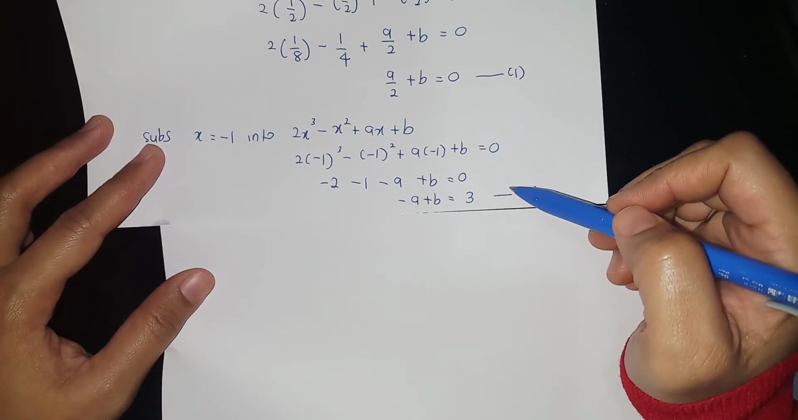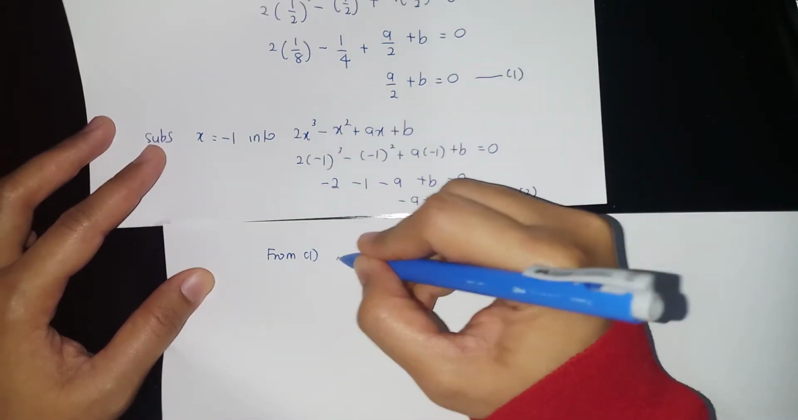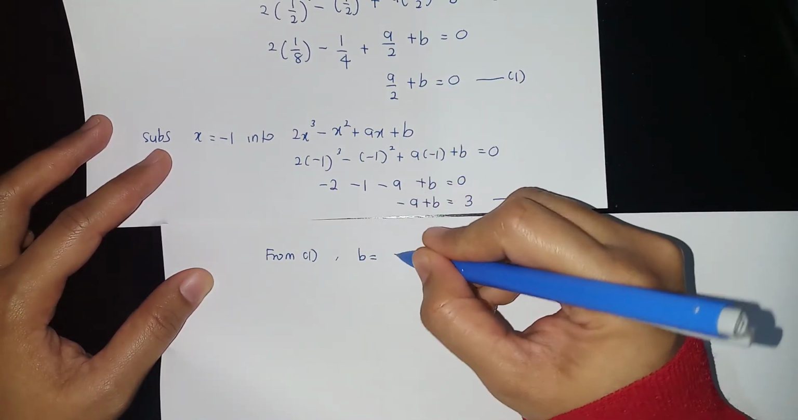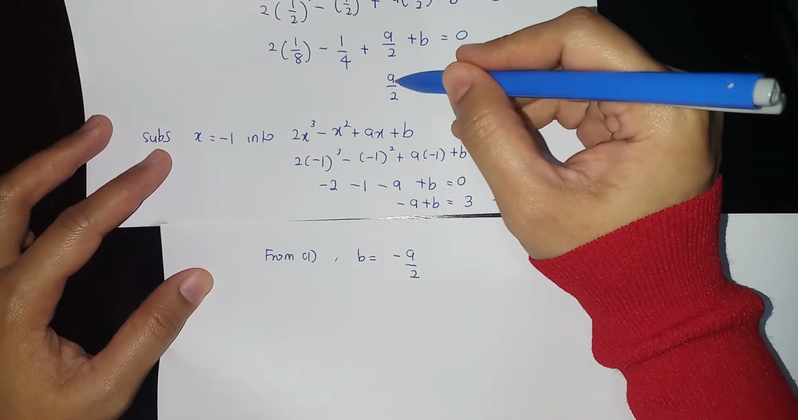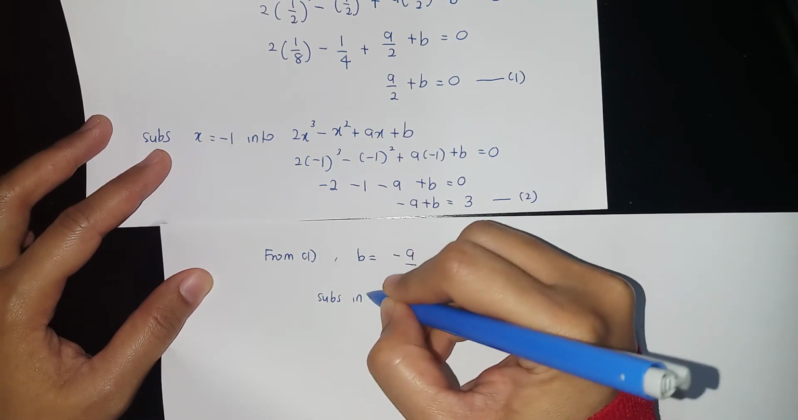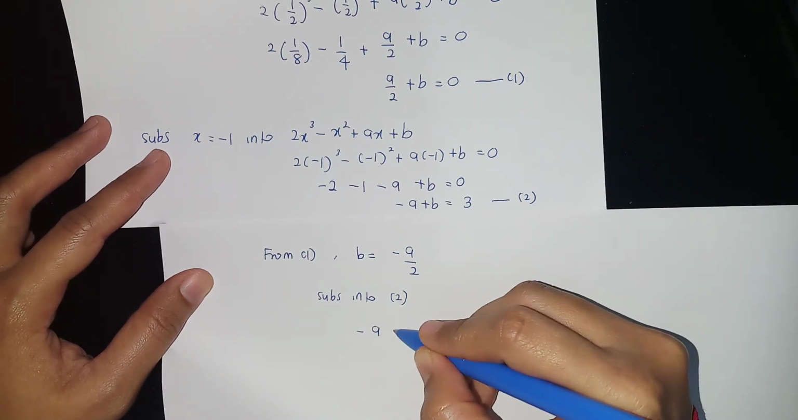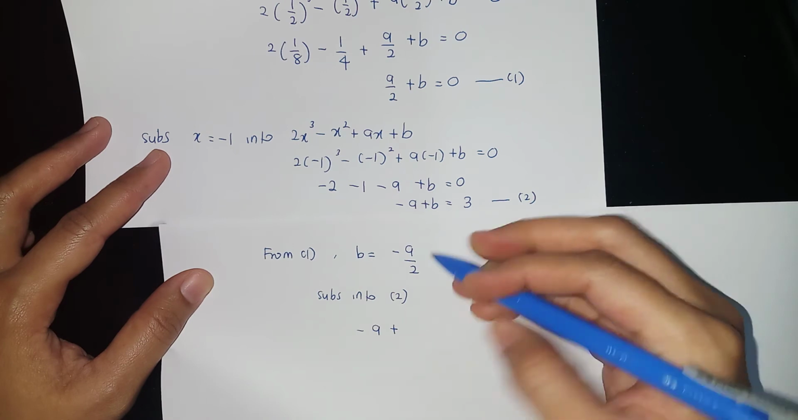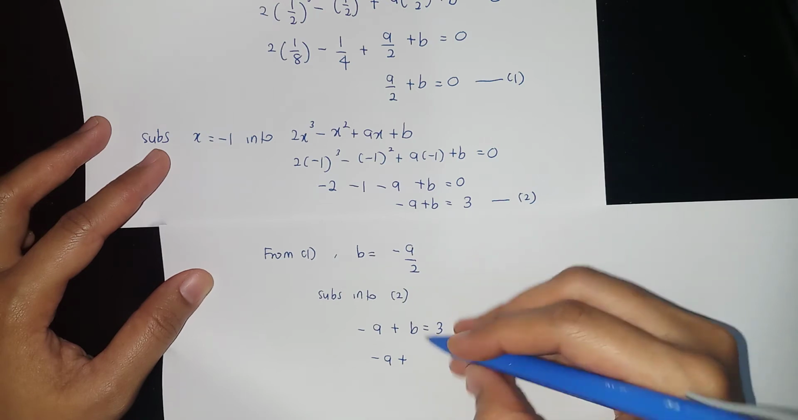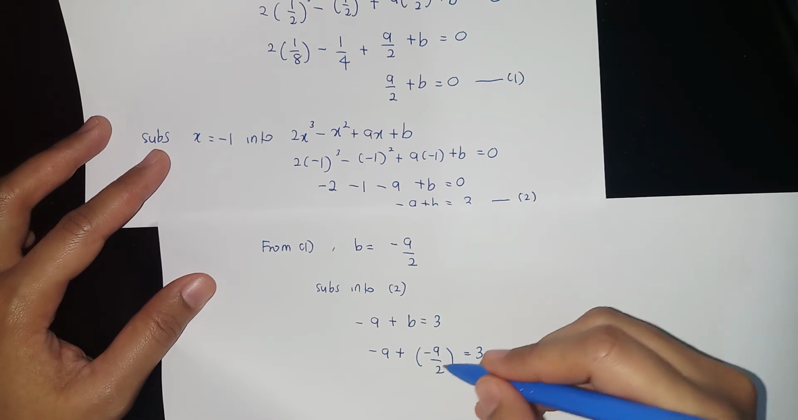So I will let from the first equation, I want to let b be the subject. Here, this one, I want to let b be the subject. So now b is equal to negative a over 2. I just carry everything here to this side. Okay, and then I substitute into the second equation. Okay, second equation. So now I have negative a plus, now I have b, right? Okay, b equals to 3. So negative a plus, now b is equal to negative a over 2 equals to 3. Okay, so you solve that.